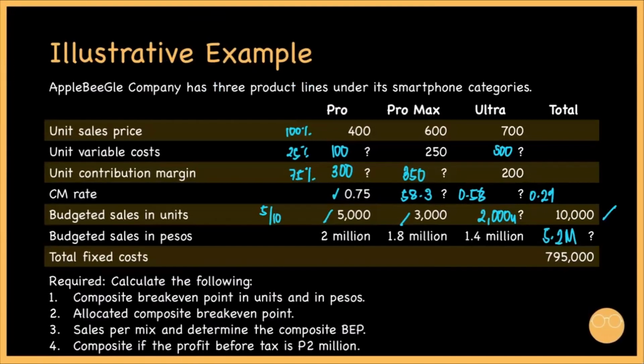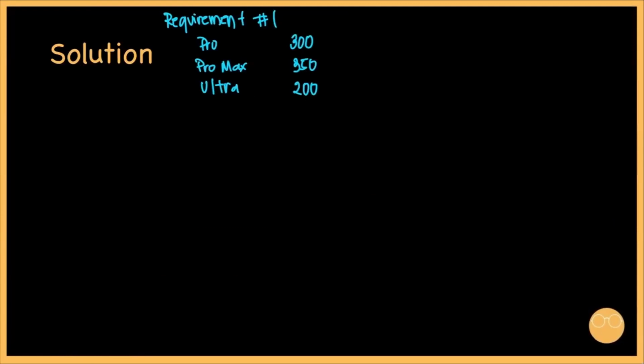5 over 10 for the Pro. For the Pro Max, that will be 3 over 10. For the Ultra, that will be 2 over 10. So let's write it here. Multiplied by 5 over 10, or basically that's 1 half. 350 multiplied by 3 over 10.